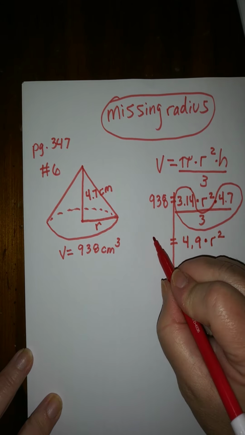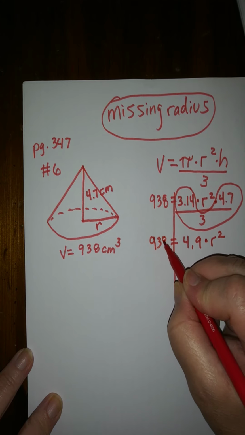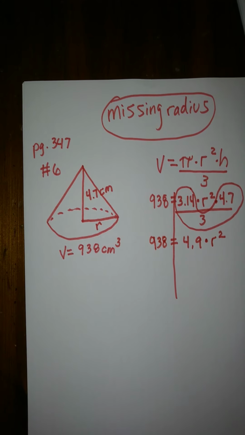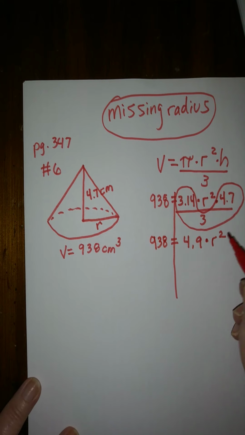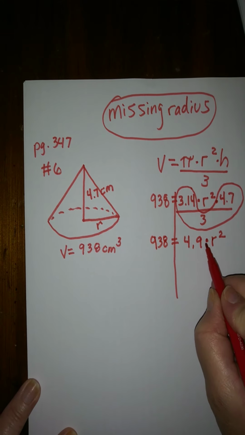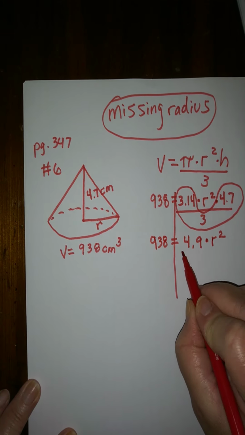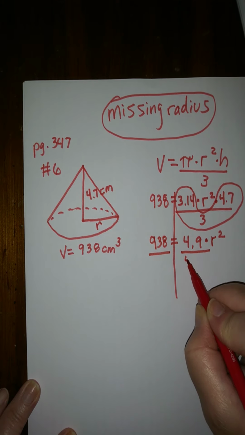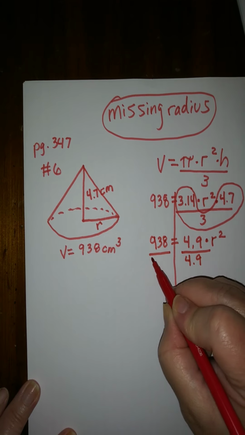And over here, this is still 938. All right, so remember what we know about equations. To get r by itself, we have to undo that multiplication. So we're going to divide both sides by 4.9.